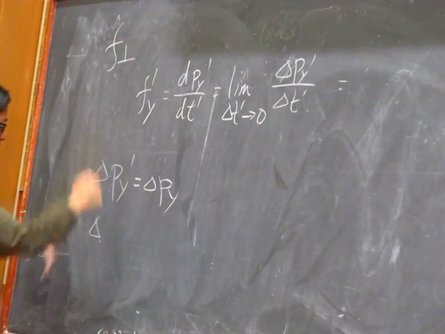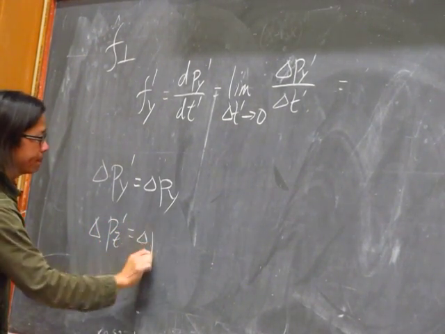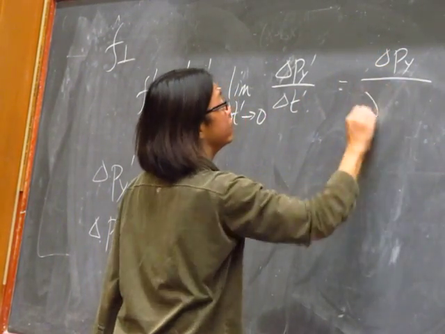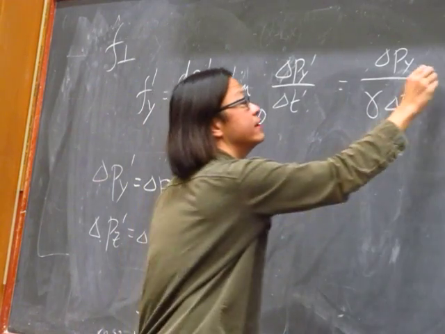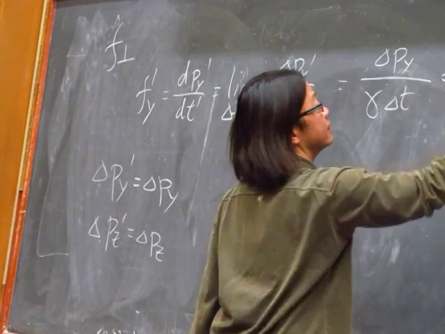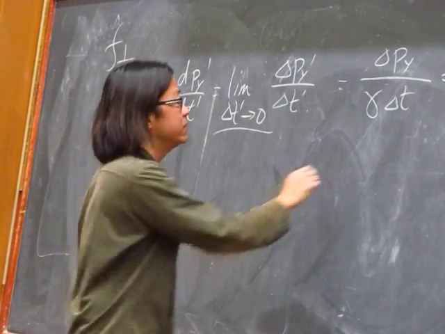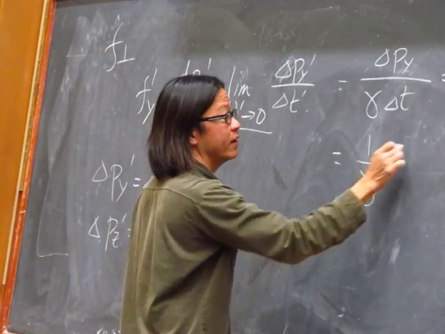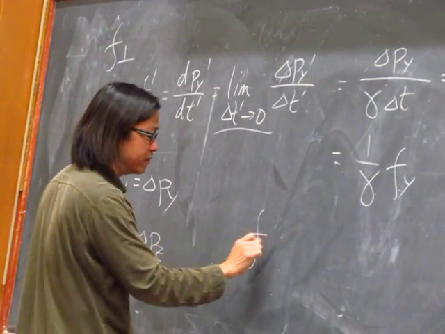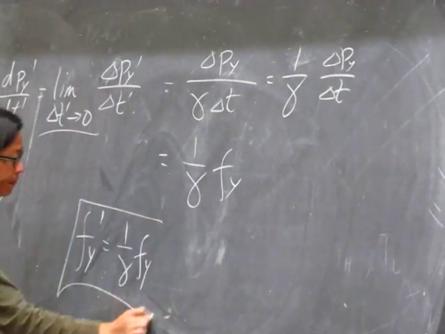Remember, this is the orthogonal direction. It doesn't really transform. And this just becomes delta p y over gamma delta t. So it becomes 1 over gamma delta p y over delta t. And in the limit when this goes to 0, this just becomes 1 over gamma Fy. So this is how it transforms. Fy prime is equal to 1 over gamma Fy.